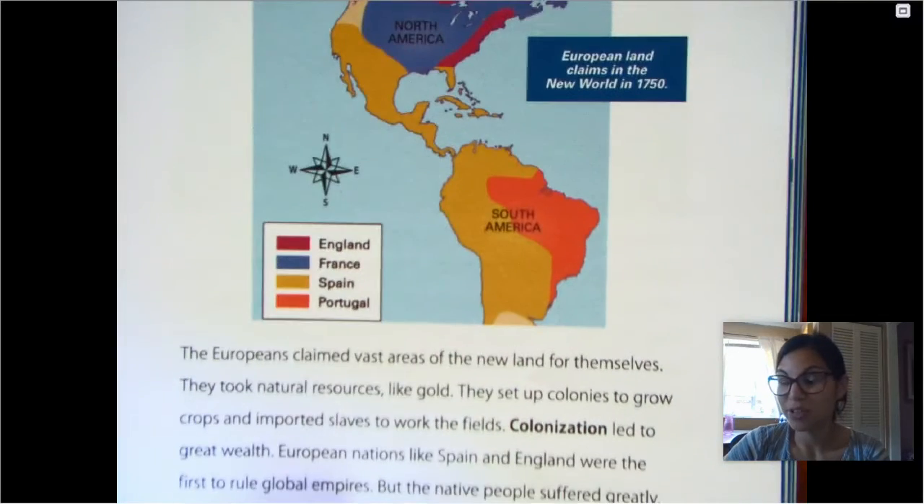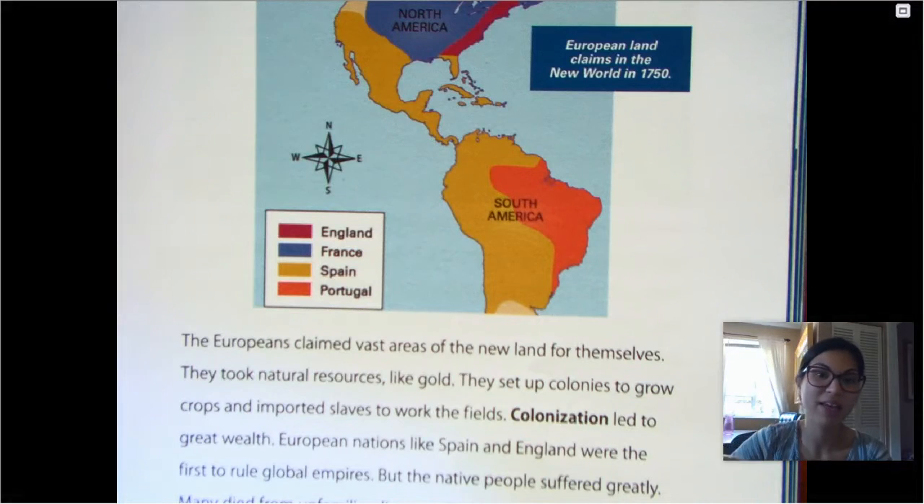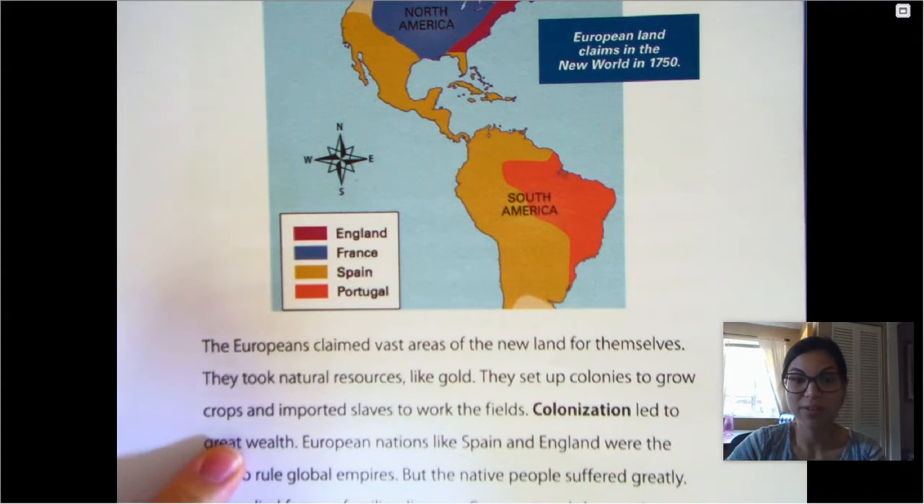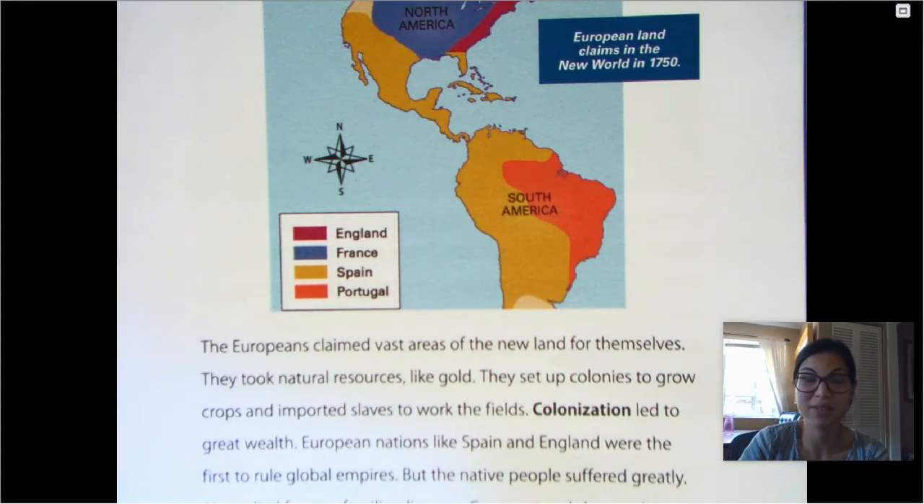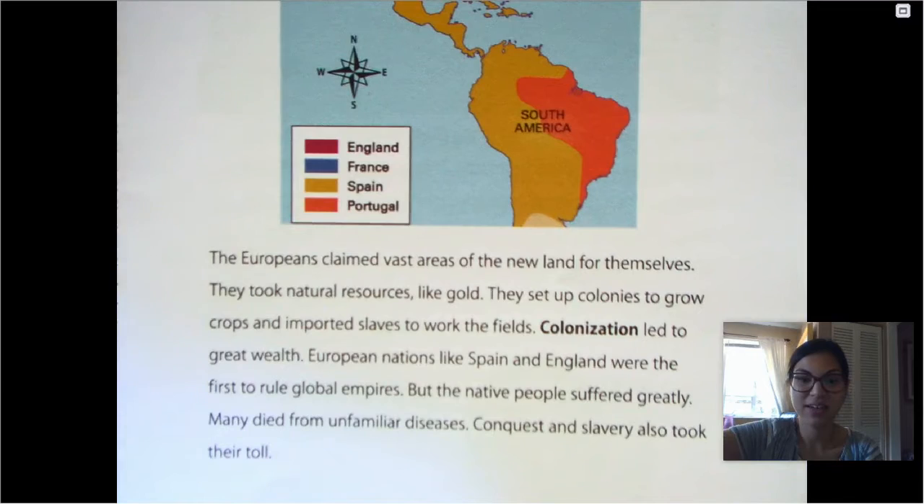And doing this, coming over from other countries and making new settlements to start a new way of life, led to, it says, great wealth. So they made a lot of money doing this. There was a lot of good that came out of it, and prosperity. But like the reading said at the end here, conquest and slavery also took their toll. So there was a lot of greed over land that was claimed by these countries.